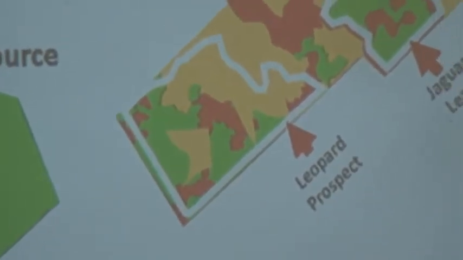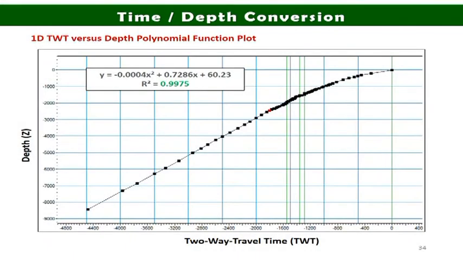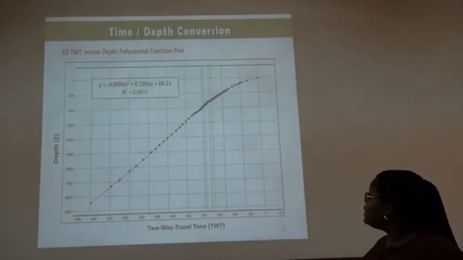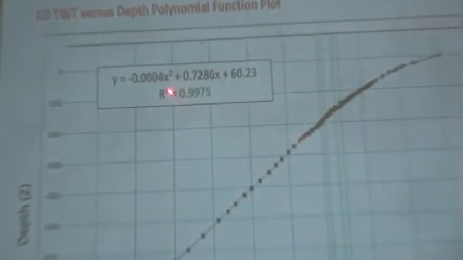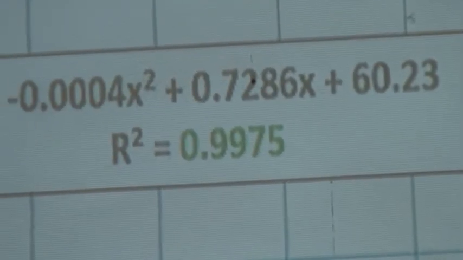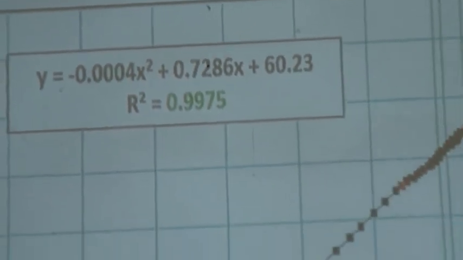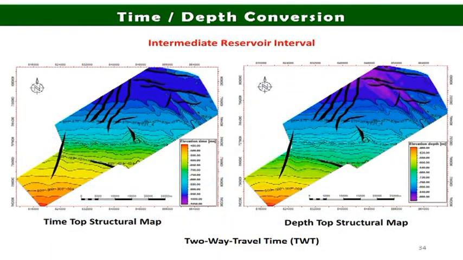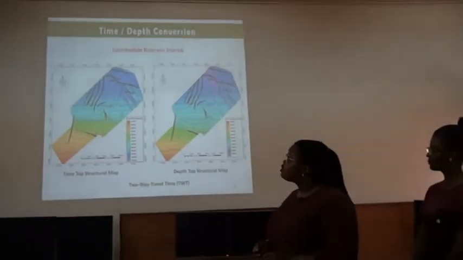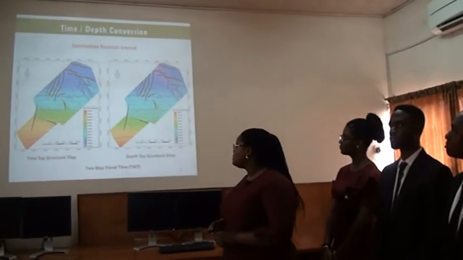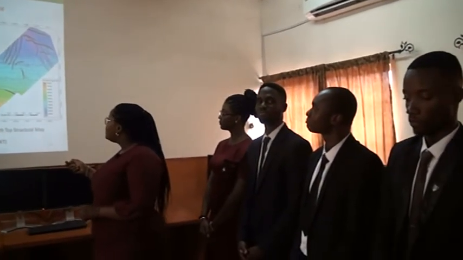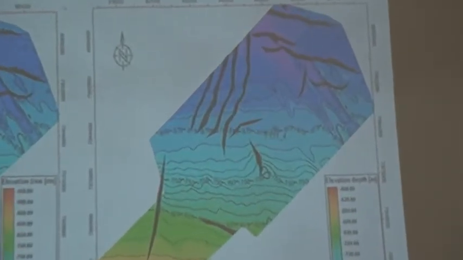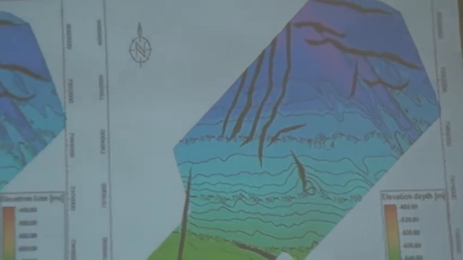The next step was the time depth conversion, where a polynomial function was generated giving us a correlation coefficient of 0.9. Now this coefficient gave us a high confidence in our time depth conversion. This time depth conversion was done for three major reservoirs of interest, the intermediate, deeper, and ultra deep reservoir, where we have our structural distributions, which gives us the possible trapping mechanism in our study area.